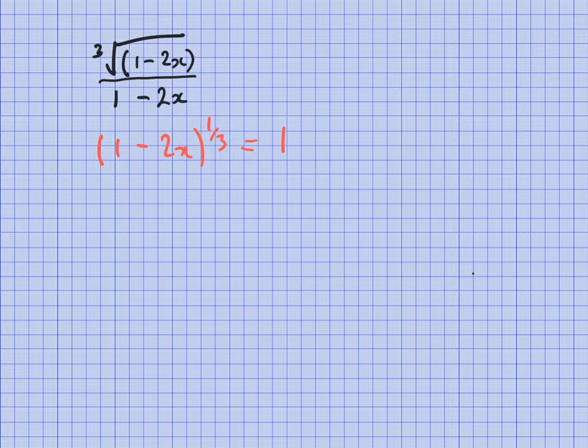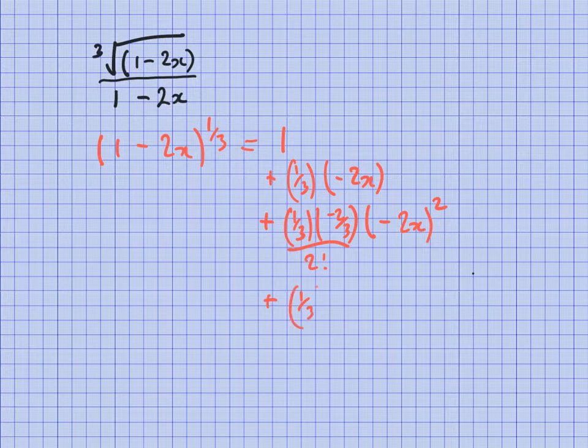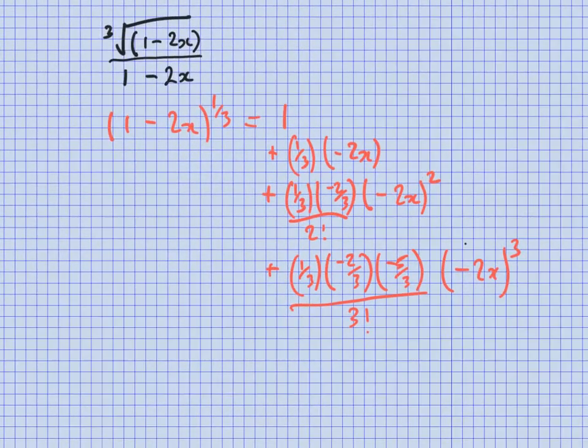And the next term will be plus 1/3, that's n, times the x part, plus a third times (a third minus 1), so that's minus 2/3, all over 2 factorial, times (minus 2x) squared. Final one, a third times minus 2/3 times minus 5/3 times (minus 2x) cubed, and don't forget 3 factorial. We need to simplify each part of that.